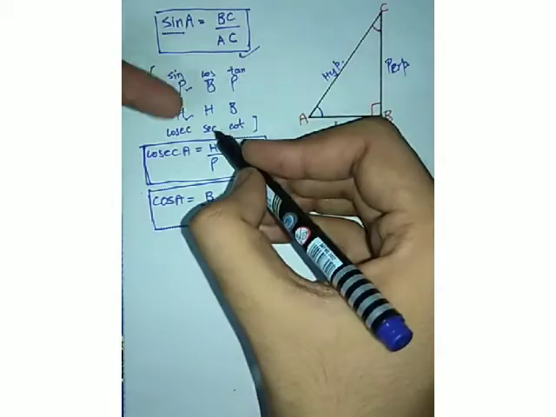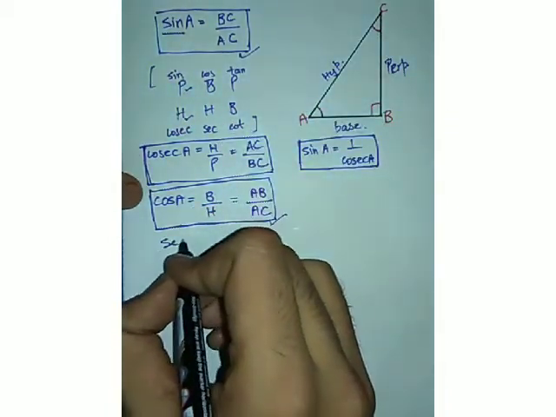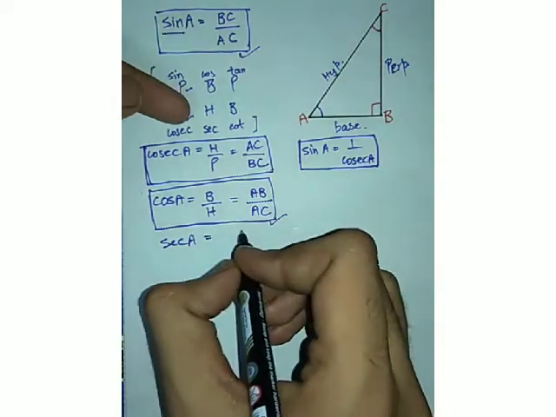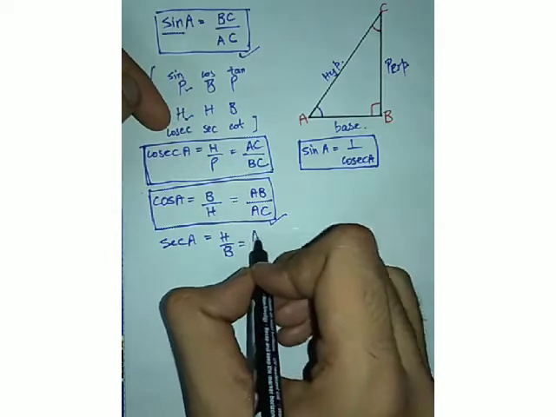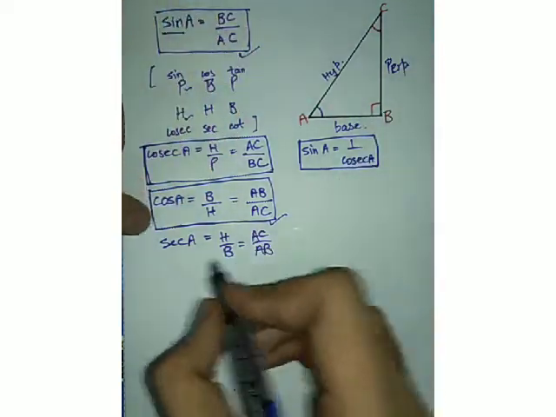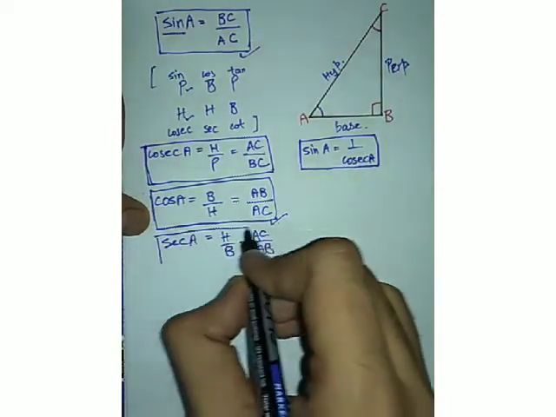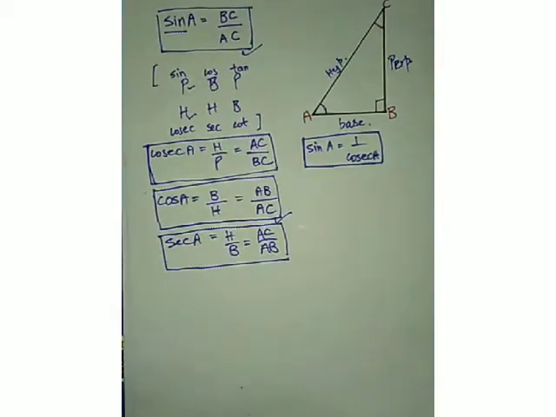Now the trigonometric function that is directly opposite to cos is secant as per our code. So secant A will be equal to h upon b. It means it will be equal to AC upon AB, because our hypotenuse is AC and base is AB. So we have found the value of secant A as well, right?